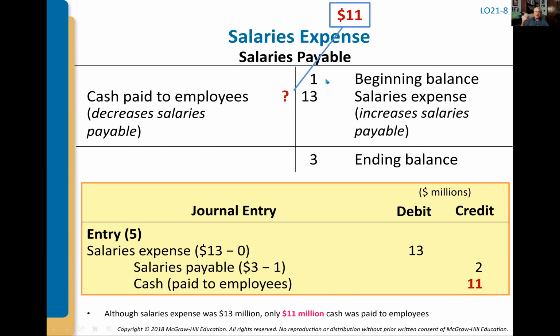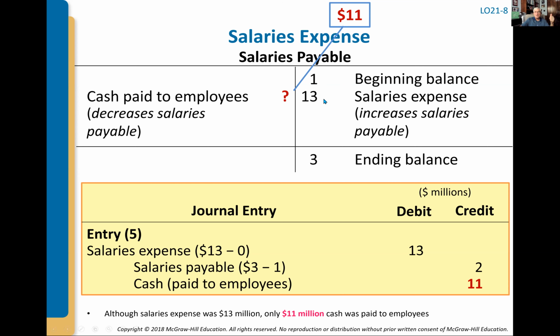Here, I'm going to go back and talk about the indirect method. I think this slide in the textbook is for showing you how to do the direct method, but I'm going to talk about the indirect method here. Salaries payable increased from 1 to 3. So that was a +2.